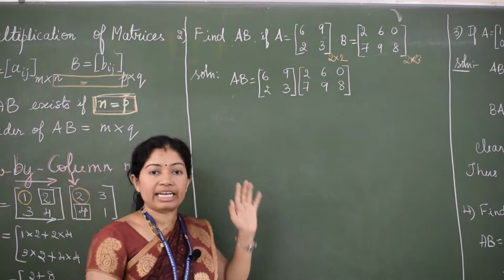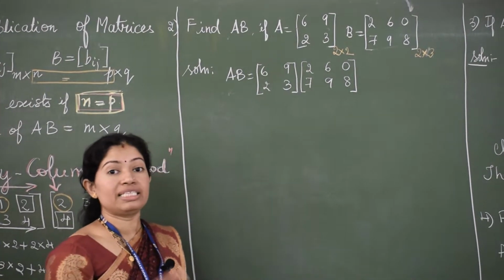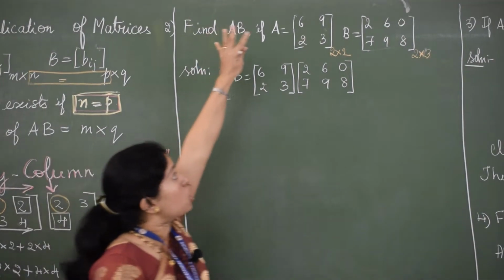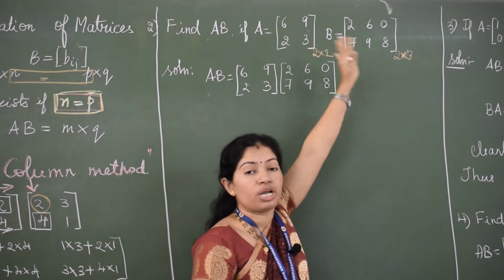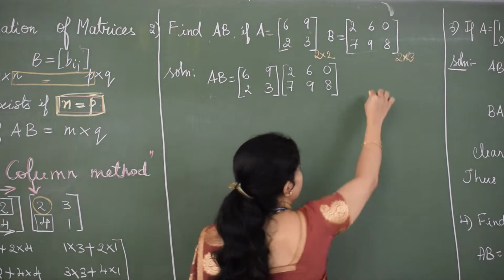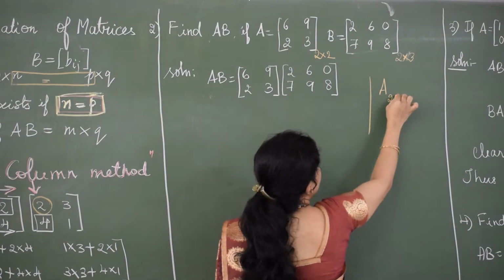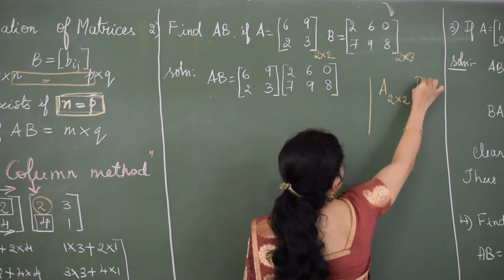Before we directly multiply those two matrices, you have to check the condition. So what is that condition? The number of columns of A should be equal to the number of rows of B. Let us check whether it is satisfied here. So if you take A, write the order of A. The order is 2 cross 2. Write the matrix B.